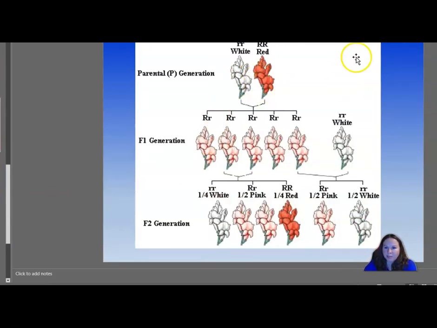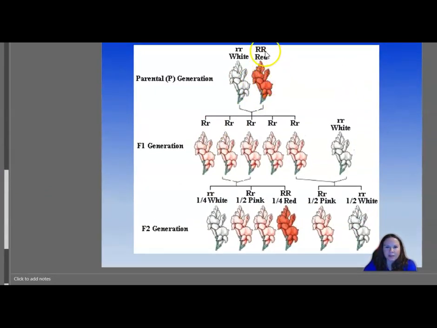Here's a picture where someone has chosen to use the original letters like big R for red, little r for white, and then the pink flowers are big R, little r. But again, then you've got to remember that both alleles are actually incompletely dominant, and you're going to get heterozygotes that are totally different color, totally unexpected pink.